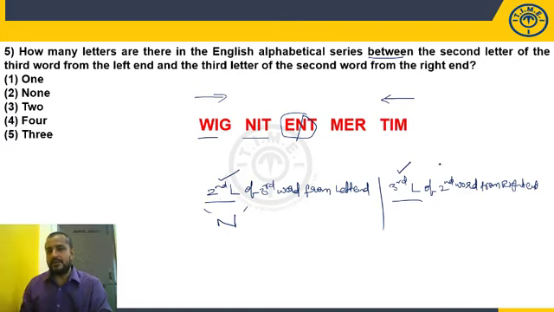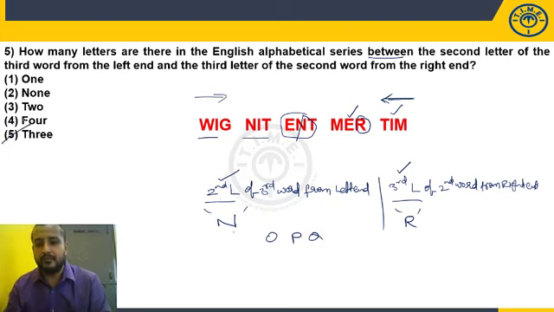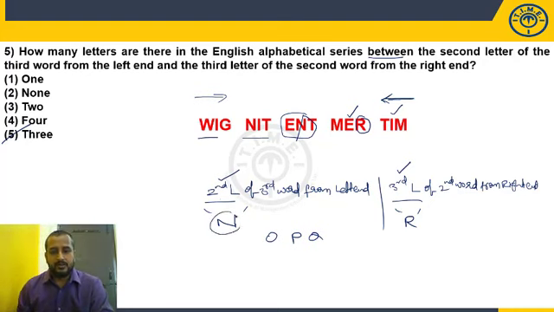Now come to here. Third letter of second word from the right hand. Right hand means we should start counting from here. First word, second word. And what is the third letter of this? R. Now what is the question asked? According to the English alphabet, between N and R, how many letters will be there? O, P, Q. How many are there? Just 3 letters. So the answer is 3. Choice is 5. This is the meaning of the given question. First we need to identify these two letters, and between these two letters, according to the English alphabetical series, there are 3 letters: O, P, Q.